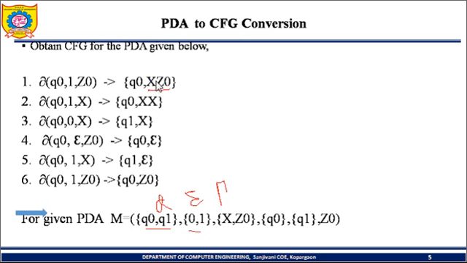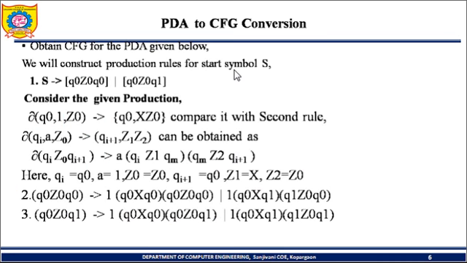Here we can see X and Z0 are pushed onto the top of the stack, so all these are the stack symbols. Q0 is the initial state, the starting state of the PDA. Q1 is the final state, which is given, and Z0 is the initial stack symbol. Now we want to write down its equivalent CFG. Then how to write it down? So, obtain the CFG for the given PDA.